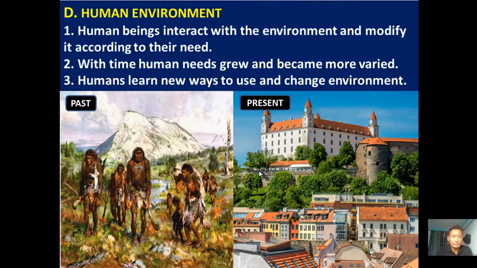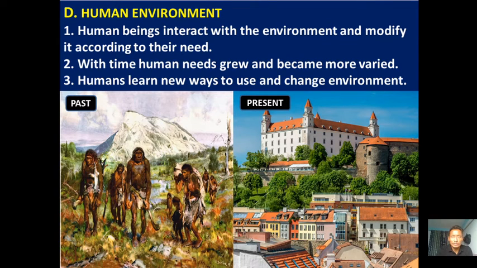So the last topic of this chapter, chapter number 1, is human environment. Human being interact with the environment. So human being interact with natural environment and modify, change their environment according to their needs. That means human being lives in a particular environment and they will use the natural environment for their basic needs, and they will change the natural environment according to their needs, like construction of houses, making agricultural land. All these are called modification of environment or interaction of human being with the natural environment.